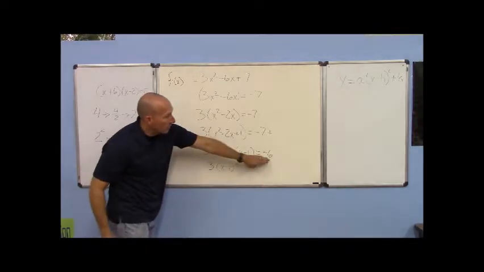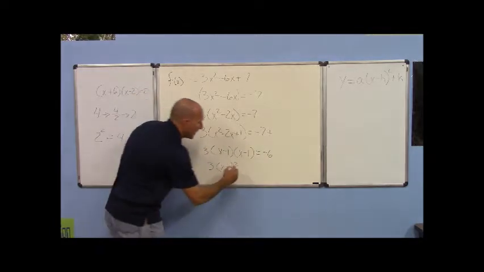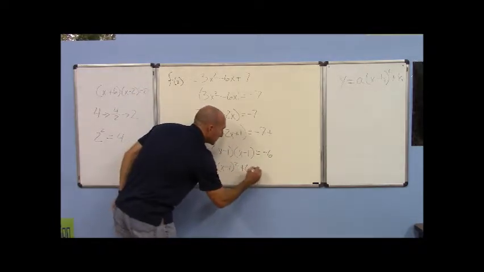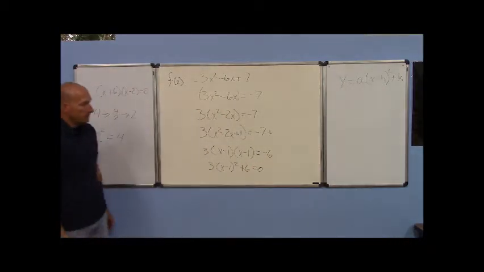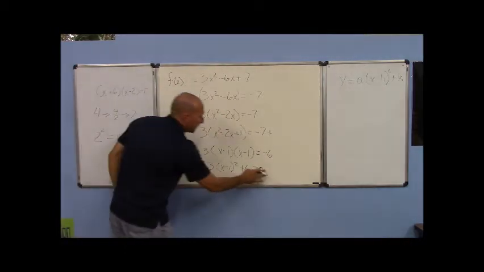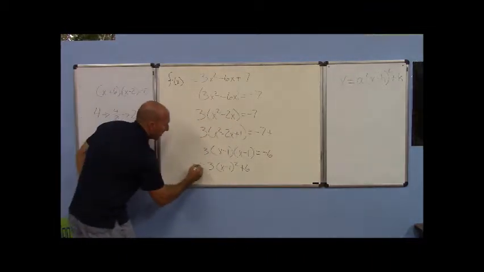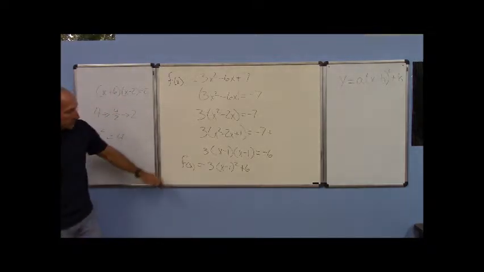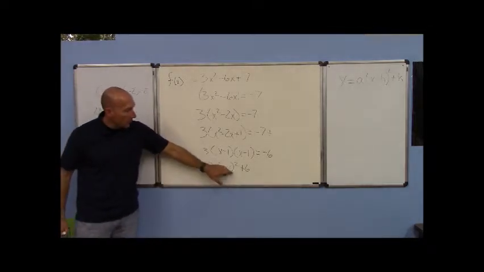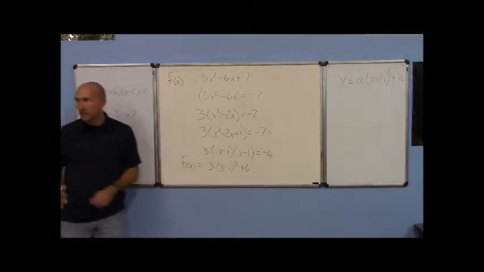Now we're going to go ahead and move this 6 back over, plus 6, equals 0. Or what we're doing here is, since we're talking about functions, we bring this down. So the function f(x) equals 3 times x minus 1 squared plus 6.